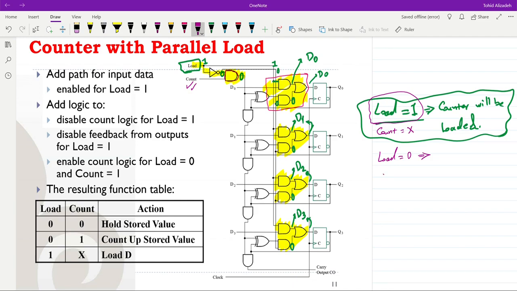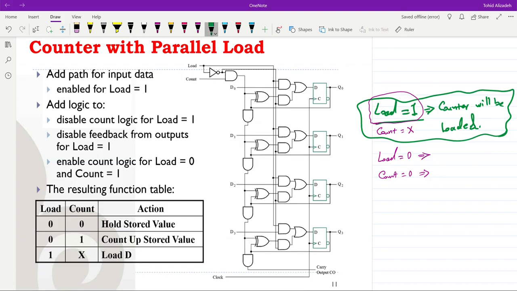Let's consider two cases. When load is equal to 0 and count is also equal to 0, let us see what we have as the inputs and outputs of our gates, and finally for the flip-flops. So load is equal to 0 and count is equal to 0. Here we will have 0, the output of this NOT gate is equal to 1, and that 1 will appear here. Count is equal to 0, so the output of this AND gate will be equal to 0. And then the output of the next AND gates here will also be equal to 0. If you look at the multiplexers that we have at the input side of the flip-flops, we can see that 0 is available here and 1 is available here.